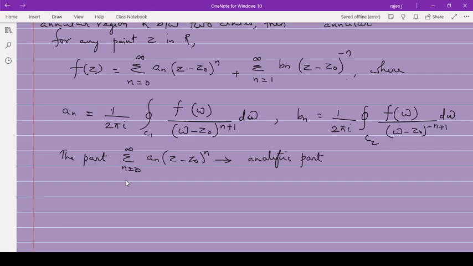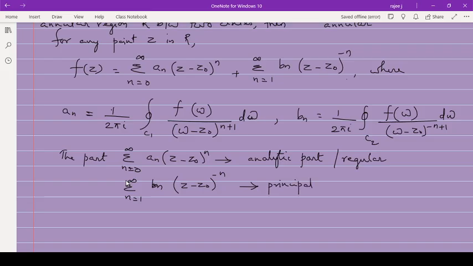Okay, this positive part is called the analytic part, or you can call it the regular part. Regular part. And the second part, the summation n equal to 1 to infinity bn into z minus z0 raised to minus n, these are the negative powers of z minus z0. Negative powers, this we call the principal part.